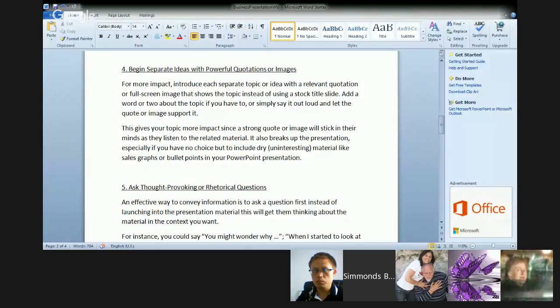And like it says here, it's pretty dry and that just means uninteresting. It's not fun to be there. Maybe people are falling asleep, they're bored, they're looking at their phone, and you don't want that, especially if it's a really important presentation for you. Again, here it's talking about sales graphs and bullet points. And so sales graphs, hopefully you can understand that. They're charts or graphs about the sales that you've had in the past, maybe month, year, etc.